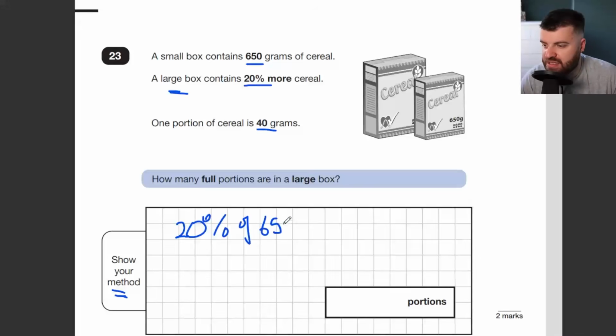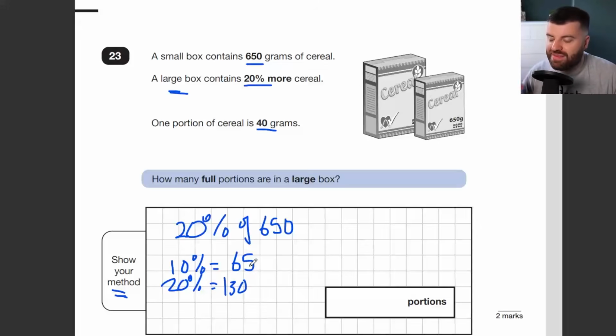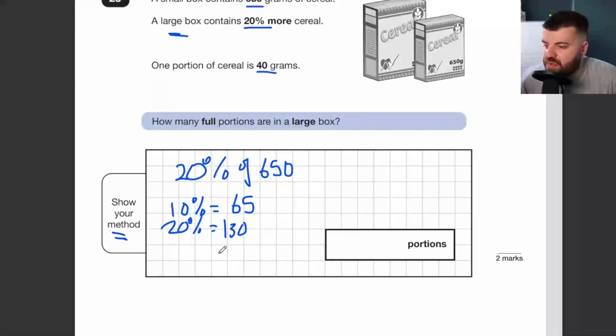So that's a really easy thing to do, because we can just find out 10%. So 10% of that number is 65. We just divide by 10. So 20% is 2 lots of that, which is going to give us 130. So there are 130 grams extra in a large box. So in a large box here, we're going to do 130 plus the 650 that we started with. A large box has 780 grams. So 780 grams in a large box.